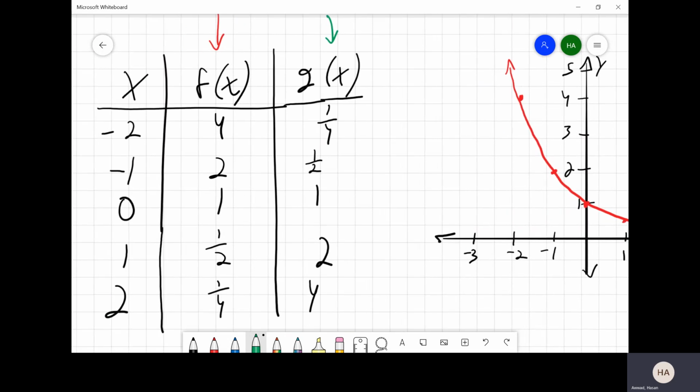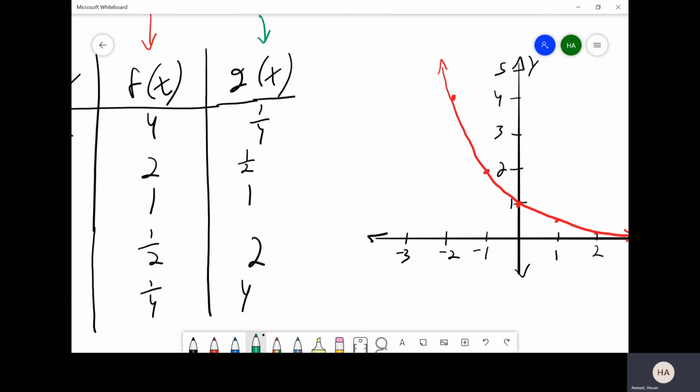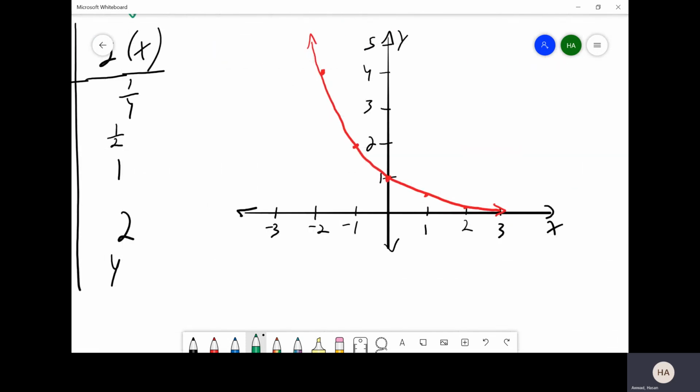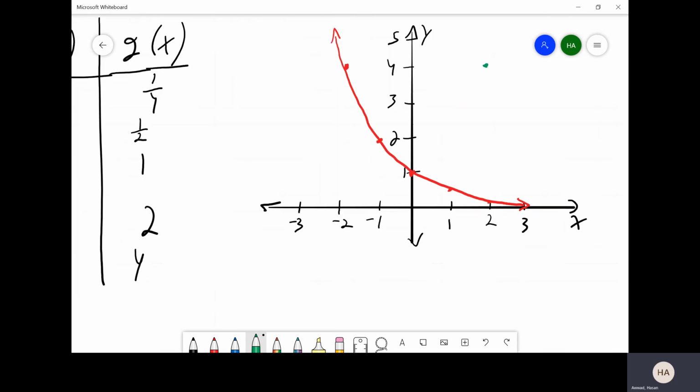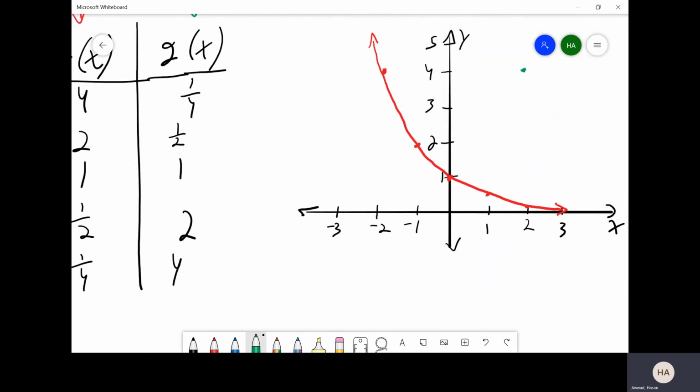So g of x here, again, our first input is -2 and 1/4. Actually, we're going to come back to that just because I want to keep it. I'm going to go from bottom to top for this one. So we have 2, 4. So 2, 4, we're going to be over here. So this is our first input. Then we have 1, 2. So 1, 2 is going to be right here.